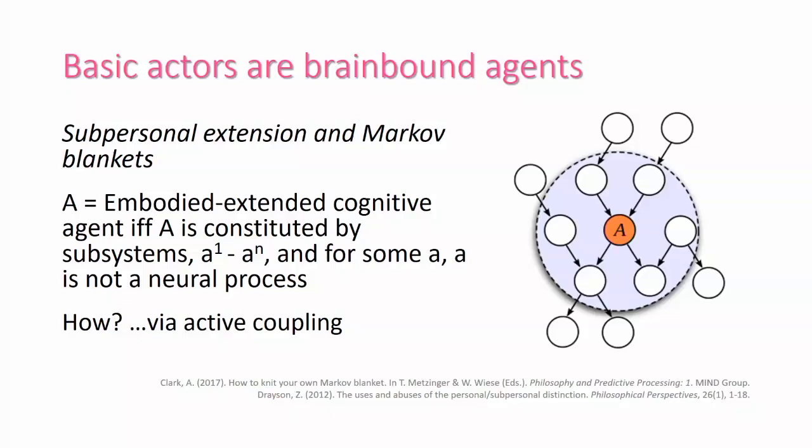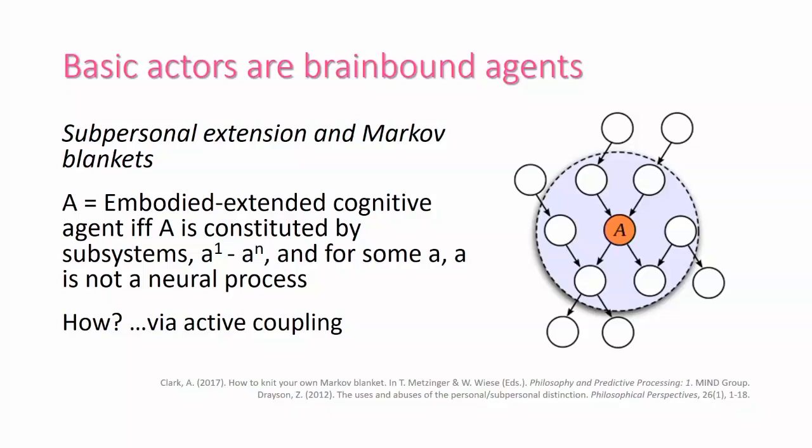In a recent paper, Andy related this to the notion of a Markov blanket. So for this image here, we can see that the agent is defined in terms of states around it, and these statistically fix the state at this node in the center of the Markov blanket.